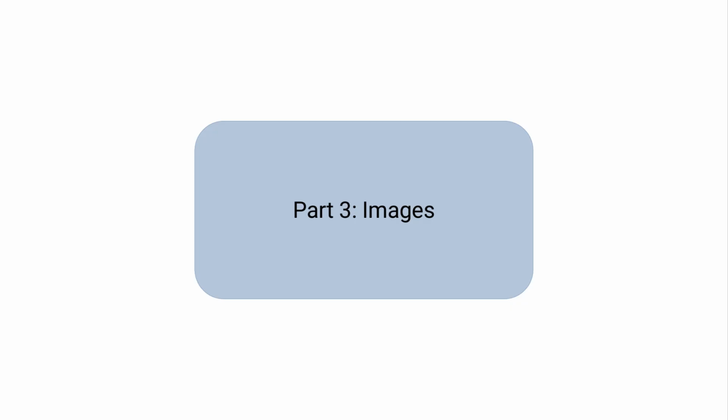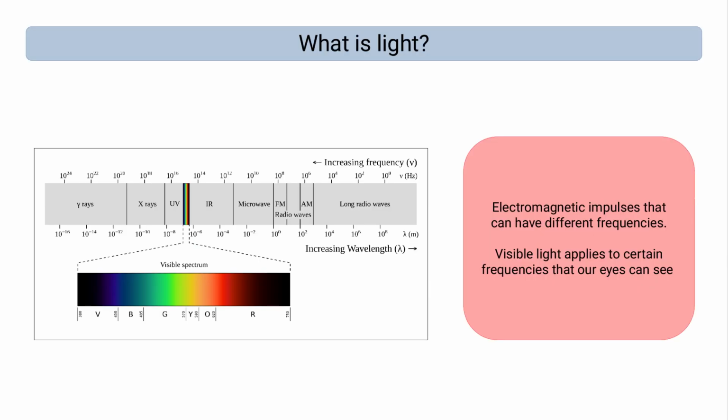And now for our next topic, which is digital images. To talk about images, first we have to talk about light. So, what is light? As we remember from physics, light is an electromagnetic impulse or radiation that comes at different frequencies. The light that we can normally see is in a very specific range of frequencies that we commonly call visible light. So anything in that spectrum we can actually see with our own naked eye.